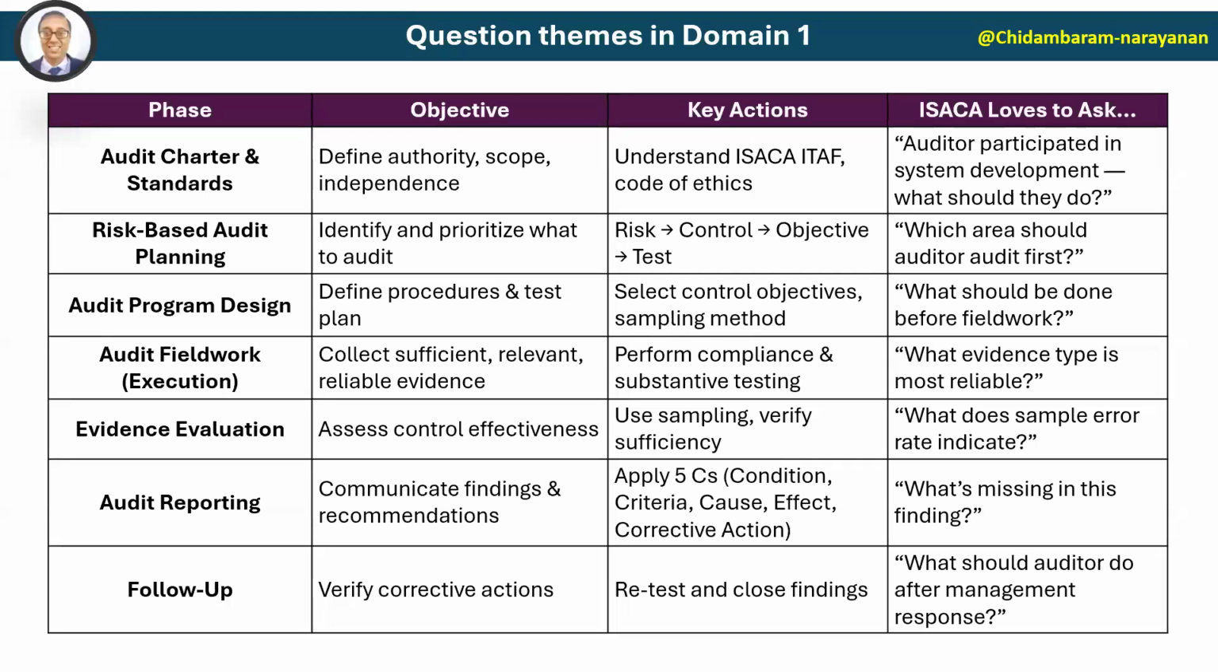Then we have evidence evaluation. Suppose sampling. This is based on sampling. What kind of sampling should be done? Stratified sampling, non-stratified sampling, judgmental sampling, and so on. Various other parameters. Then audit reporting. When it comes to audit reporting, again, condition, criteria, cause, effect, corrective action. These are the five critical things which should go into a typical audit finding and recommendations.